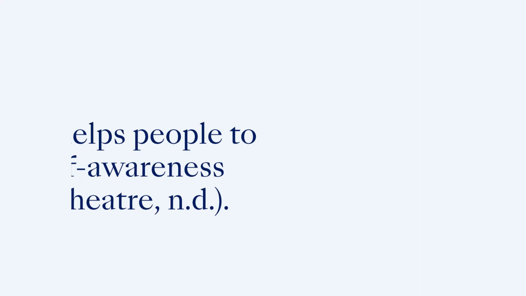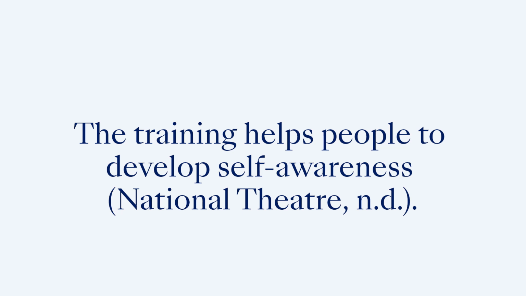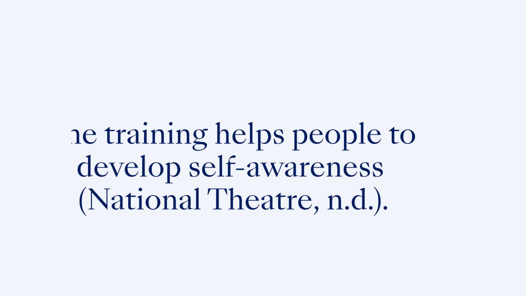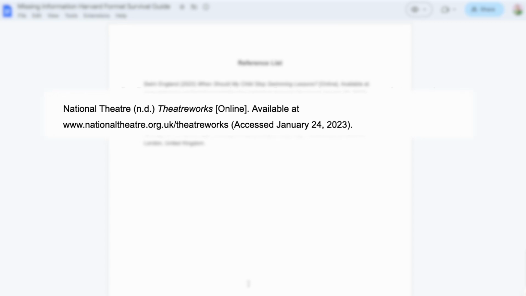No publication year. If a source doesn't have a clear date of publication, you can use the abbreviation ND to signify no date. Your in-text citation would look like this: the training helps people to develop self-awareness, National Theatre, ND. And in your reference list, National Theatre, ND, Theatre Works, online, available at, stable URL, and the date you accessed the source.